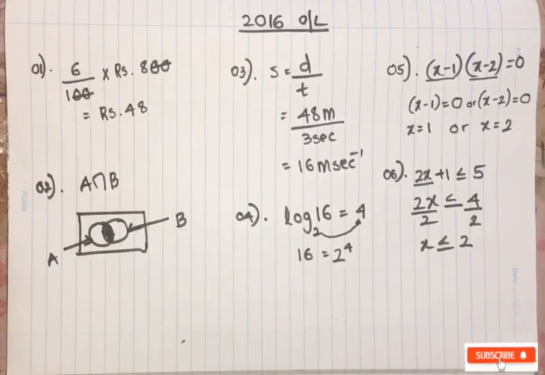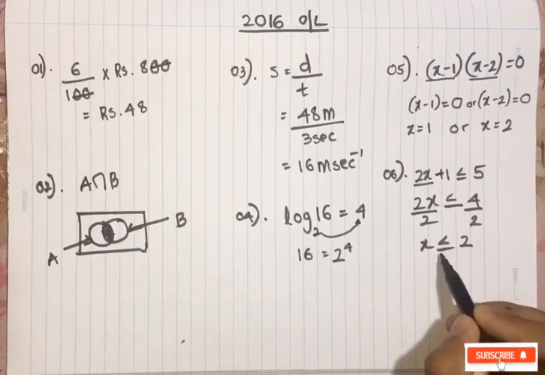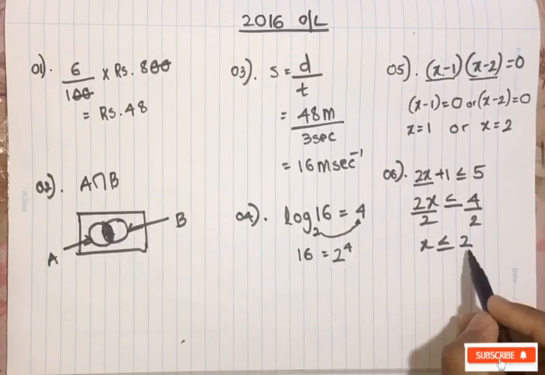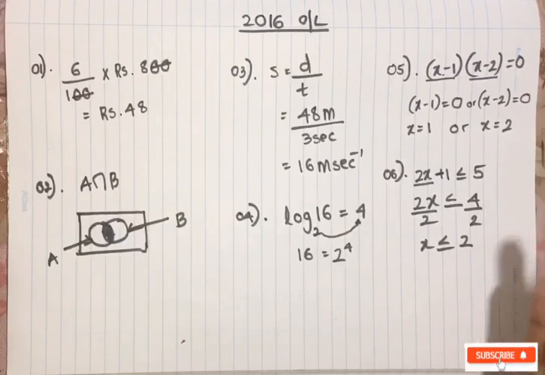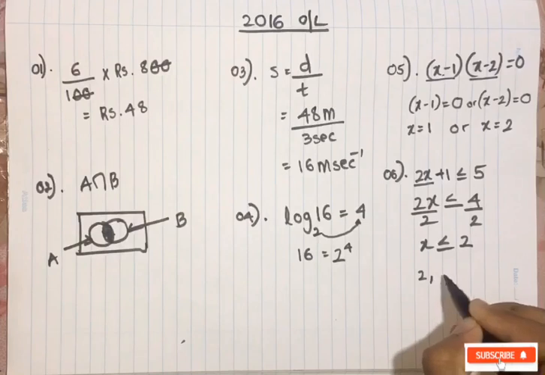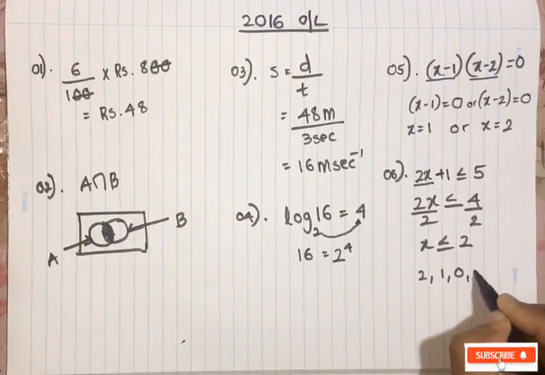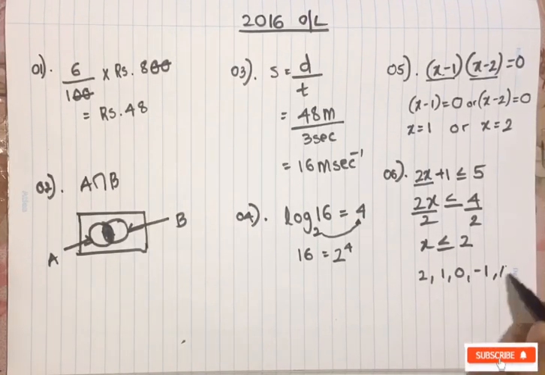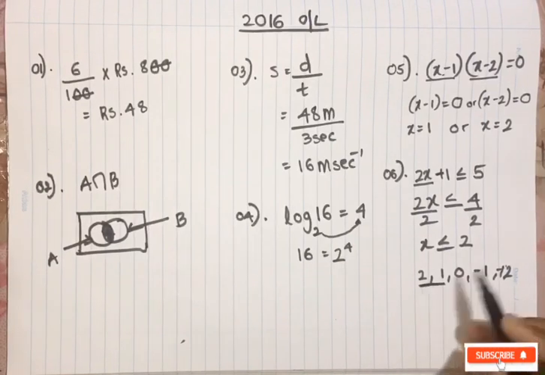Also they are asking you only the positive integers. Now x is equal to or lesser than 2 means the values x can take, it may be equal also. Therefore it can take the values 2, 1, 0, minus 1, anything. But they are asking you only the positive integers. Therefore you have only 2 and 1.